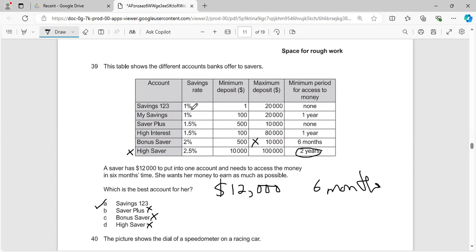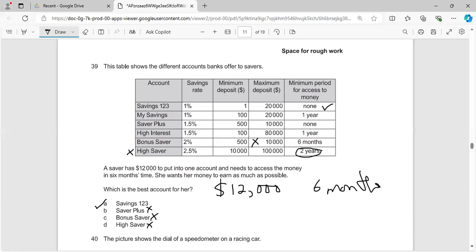So this is 1%, minimum deposit at $1. Nice. The maximum at 20. Well, we have 12, so that's good. There's no time limit, so you can get it in the 6 months. So it would have been A. But you have to look at every information they give you in order to solve for that one. So basically they want you to analyze. So that was just to analyze the data that was given.